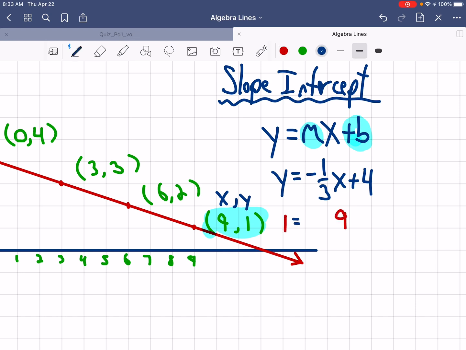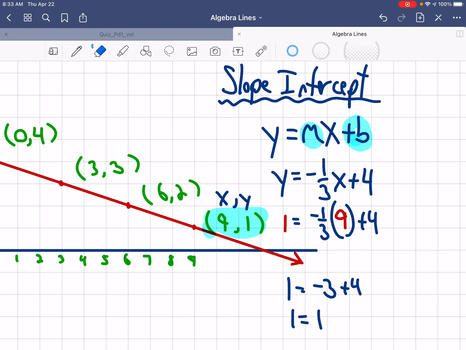So I have 1 equals negative 1/3 times 9 plus 4. And I'm just going to see if this is true. I'm not going to move anything around from one side of the equation to the other. I'm just going to see if it's true. So then I have 1 equals negative 1/3 of 9, which is negative 3, right? Because 1/3 times 9 is 3, and then it's negative, plus 4. Then I get 1 equals 1. Okay, that's one way to look at it.